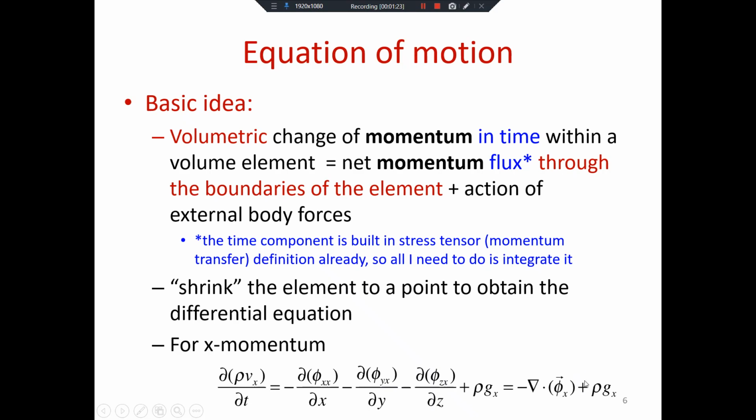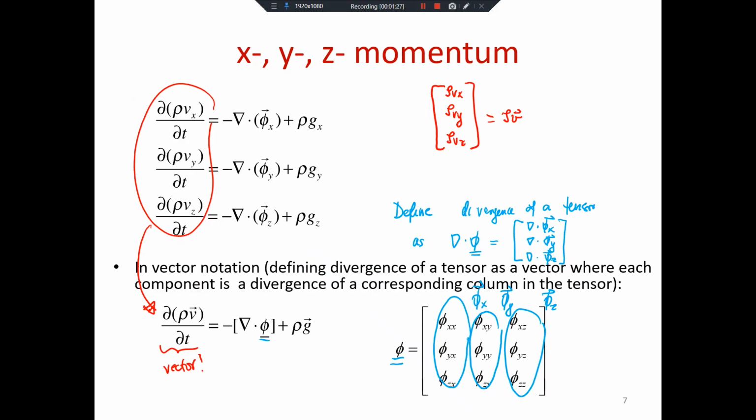And this is the action of the outside forces that can actually change the momentum. Now we have the equivalent idea for the y and z directions. So basically I have three equations, one for each coordinate direction. Okay? Now, as we pointed out in class, we can figure out a shorthand notation that puts this into a vector form.